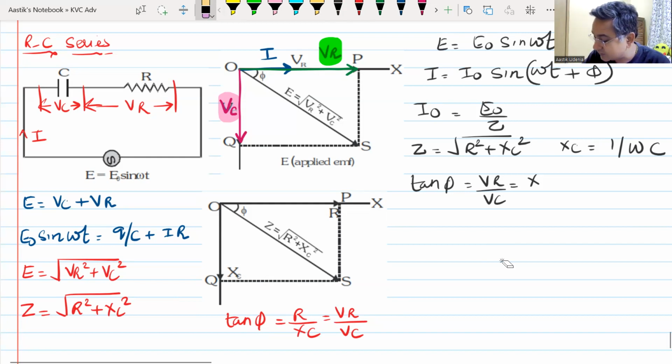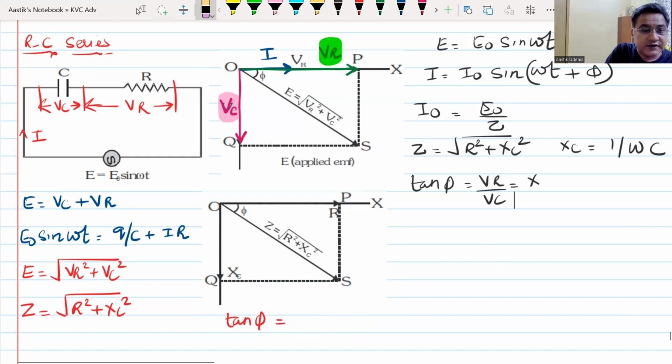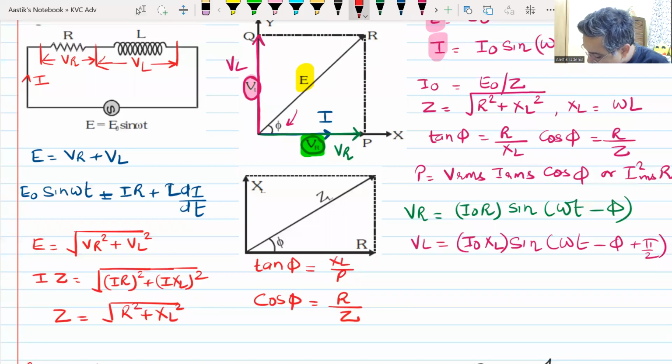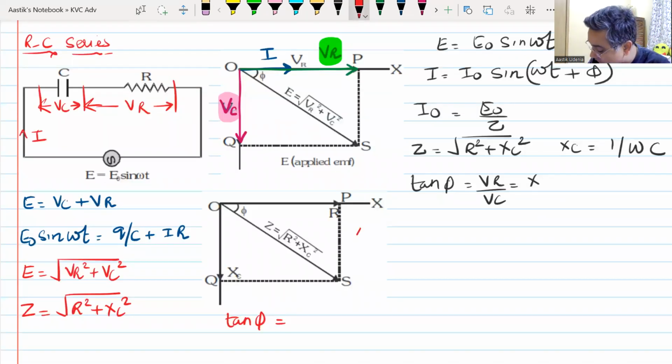I've written it in the reverse order. Oh, have I done the same mistake here also? I've done the same mistake here also, and no one saw this. This is not R divided by XL. This is XL divided by R. No one saw the mistake. Just now I realized that I have done the same mistake here. Tan phi here, this is your XC. Tan phi is XC divided by R, not the other way around. Anyway, here also I was writing the same thing.